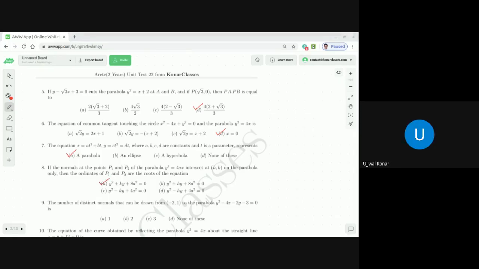Okay. So the point here, if you look into the question: if the normals at the points P1 and P2 of the parabola y square equal to 4ax intersect at (h, k) on the parabola only, then the ordinates of P1 and P2 are the roots of which equation? This is a little challenging question. Now, let me give you hints.